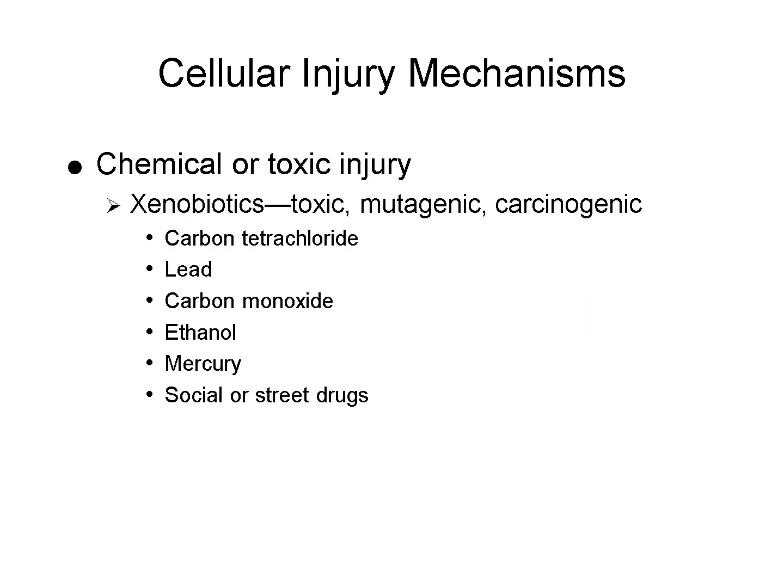Chemical or toxic injury occurs when cells are exposed to harmful substances, known as xenobiotics. These agents can be toxic, mutagenic, or carcinogenic. Common examples include carbon tetrachloride, lead, carbon monoxide, ethanol, mercury, and a range of social or street drugs. These chemicals interfere with cellular metabolism, damage cell membranes, and can trigger mutations that contribute to disease progression, including cancer.